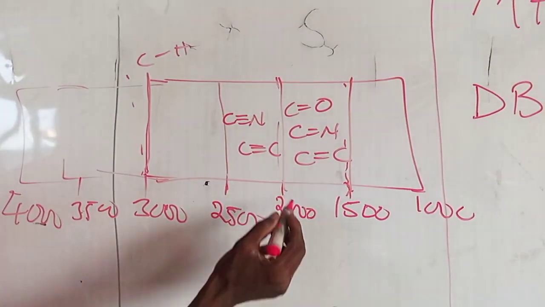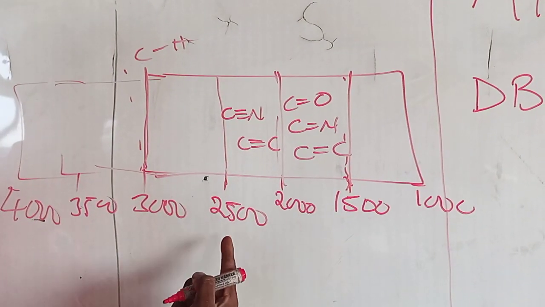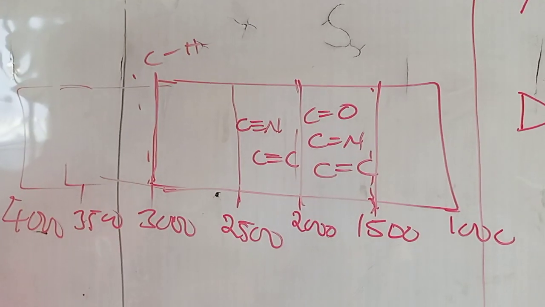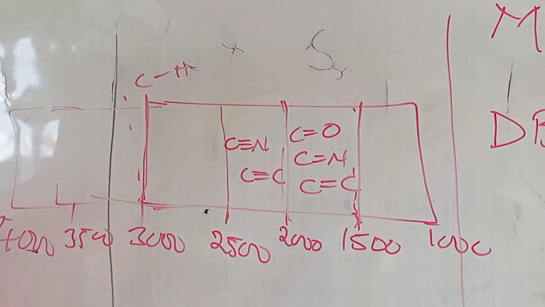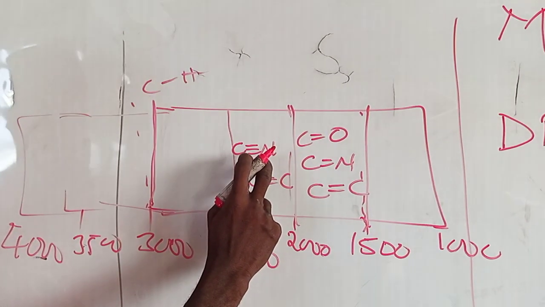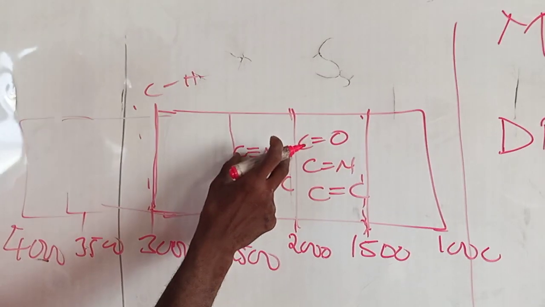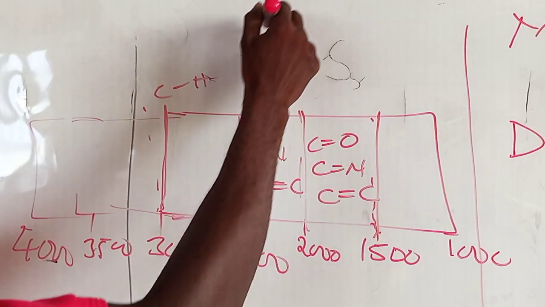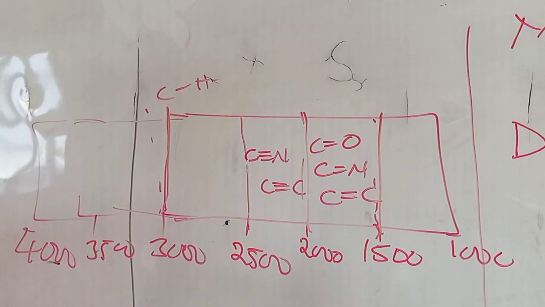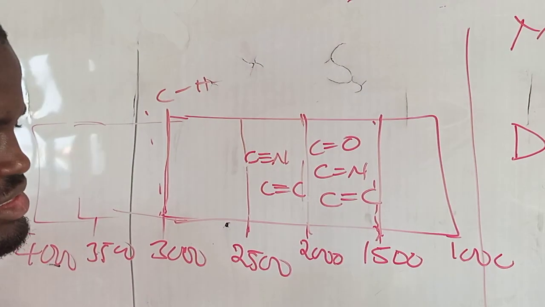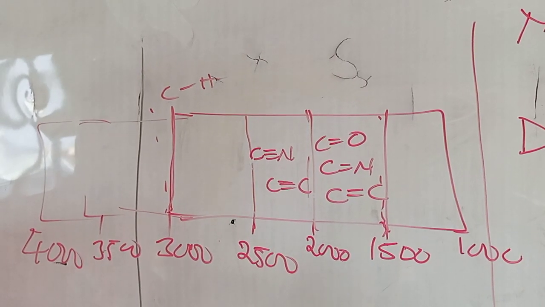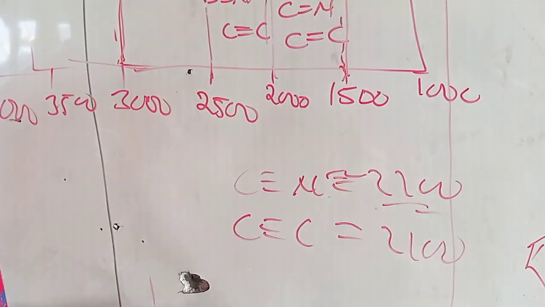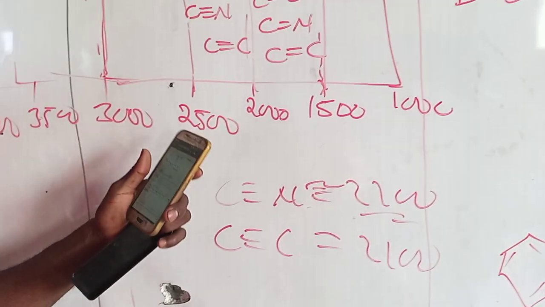Now the triple bond region we have is between 2,000 to 2,500. Usually, the greater the electronegativity difference, the higher the bond and the higher the number. Nitrogen is more electronegative than carbon, which means that C triple bond N should appear at a higher number than C triple bond C. Usually, C triple bond N is around 2,200, while C triple bond C is around 2,100. So having this in mind, let's go back to the IR spectra.